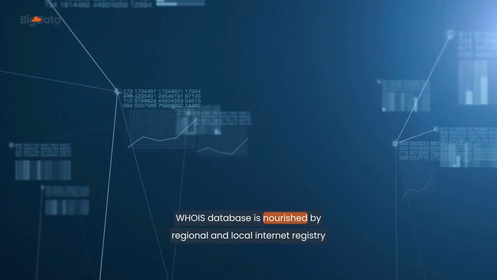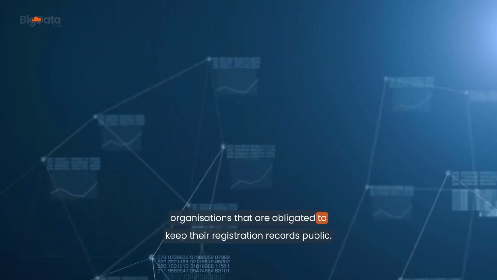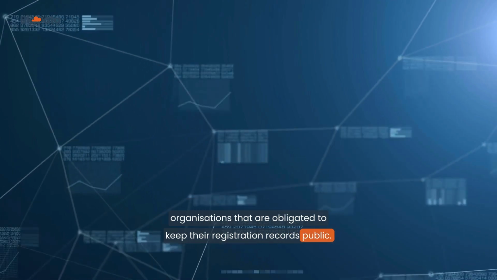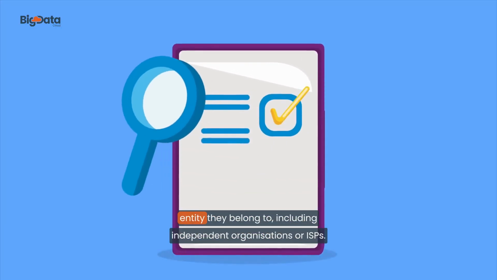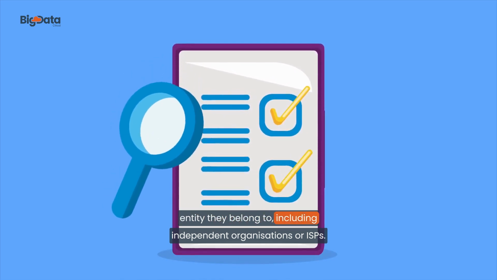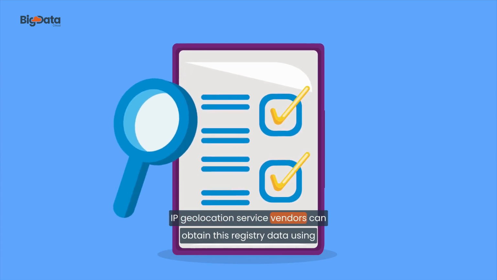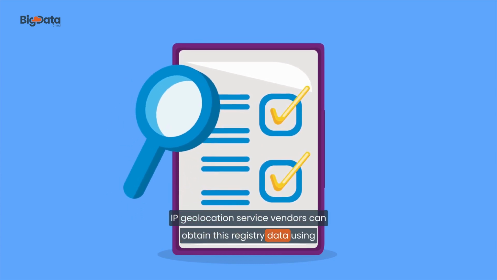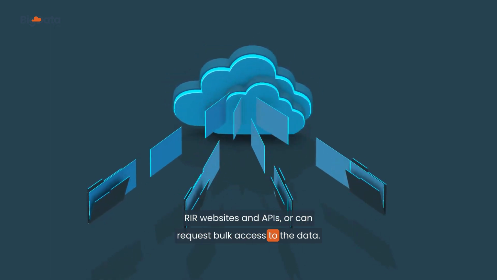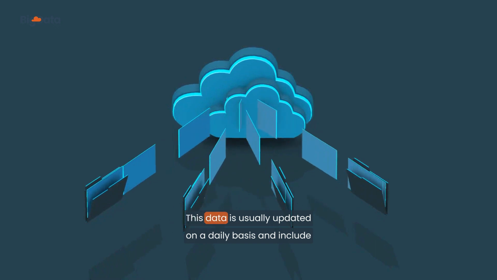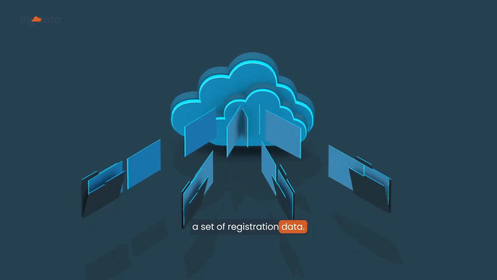The WhoIs database is nourished by regional and local internet registry organizations that are obligated to keep their registration records public. This information discloses all IP addresses registered for each entity they belong to, including independent organizations or ISPs. IP geolocation service vendors can obtain this registry data using RIR websites and APIs, or can request bulk access to the data. This data is usually updated on a daily basis and includes a set of registration data.